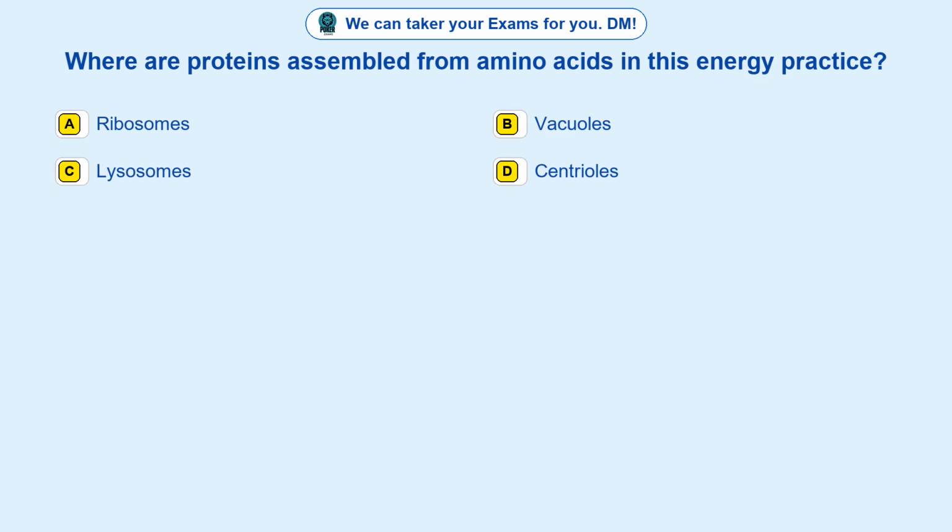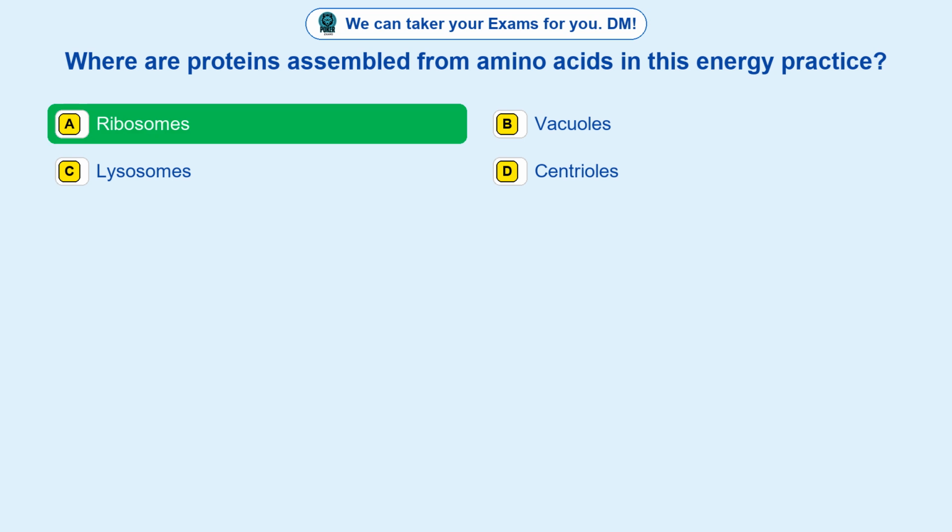Question 9. Where are proteins assembled from amino acids in this energy practice? Option A, ribosomes. Option B, vacuoles. Option C, lysosomes. Option D, centrioles. The correct answer is option A, ribosomes.